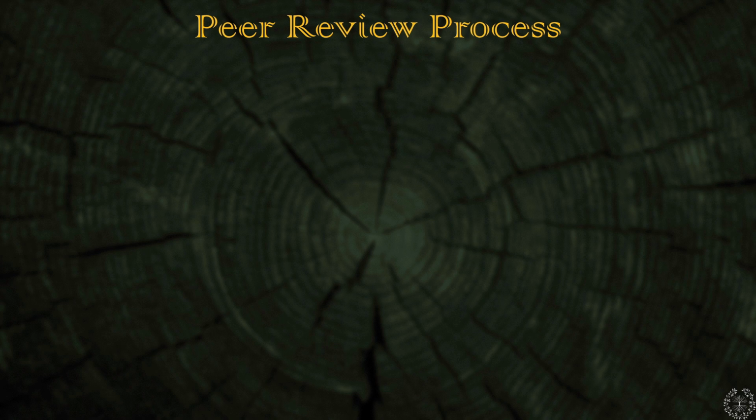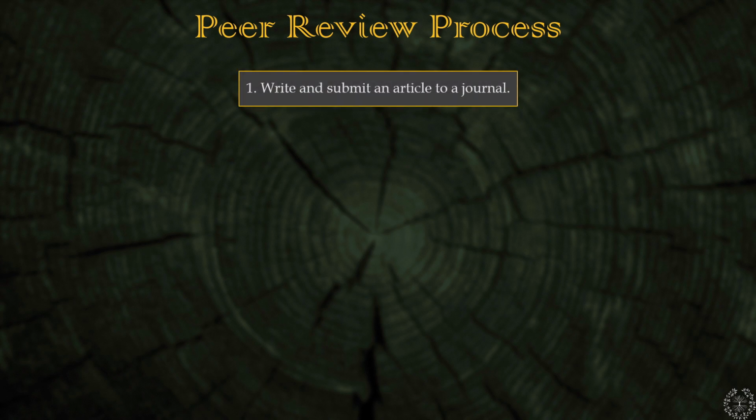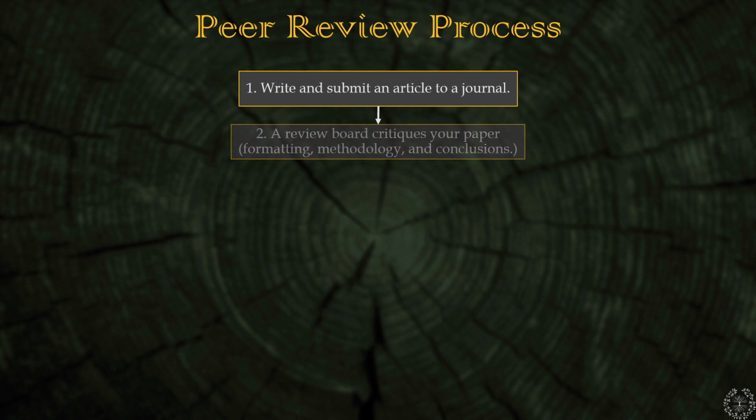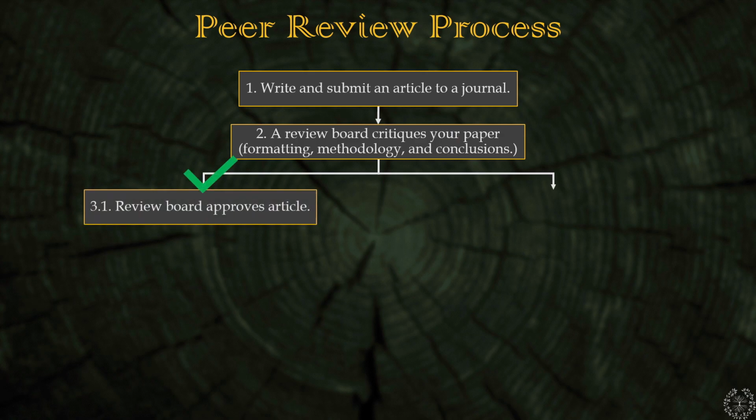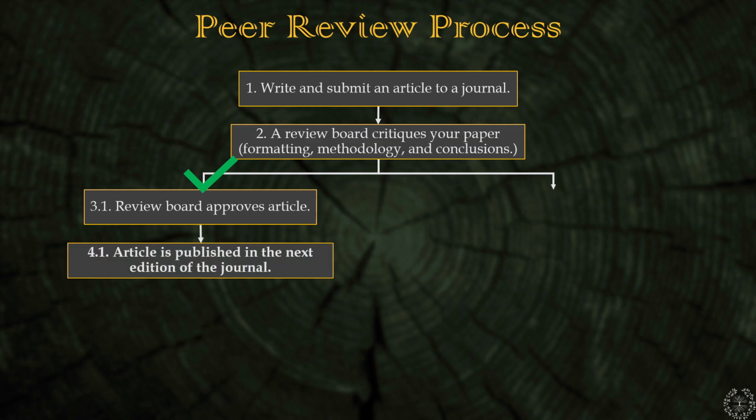But the process goes like this. First, you're going to write and submit an article to a journal. Next, a review board is going to critique your paper for formatting, methodology, and conclusions. And then one of 2 things is going to happen. The first scenario is that the review board is going to approve your article, and then the article is going to be published in the next edition of their journal.